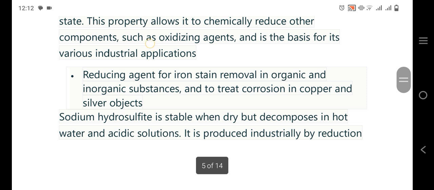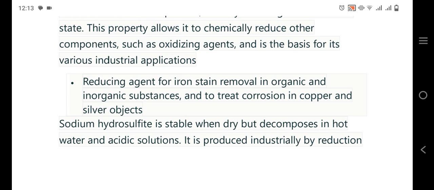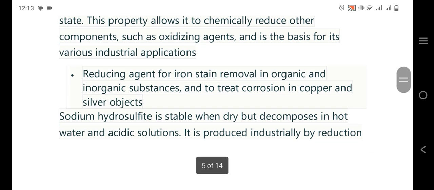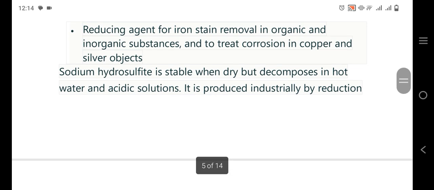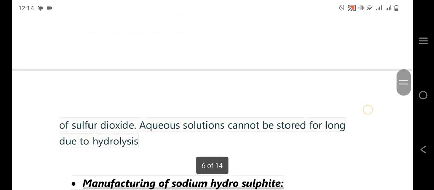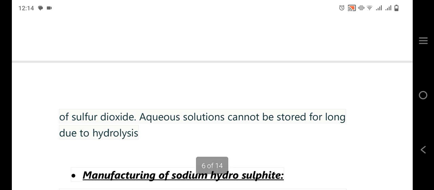Sodium hydrosulfide acts as a reducing agent by donating its electrons to other compounds. In this process, it undergoes oxidation itself, transferring electrons to the substance being reduced. This ability makes it useful in a variety of different applications. Sodium hydrosulfide is stable when dry and in white powder form, but decomposes in hot water and acidic solution. It is produced industrially by reduction of sulfur dioxide. Aqueous solution cannot be stored for long due to hydrolysis.